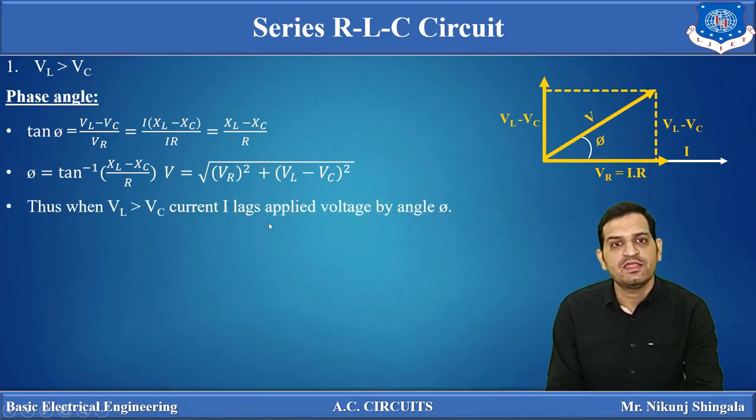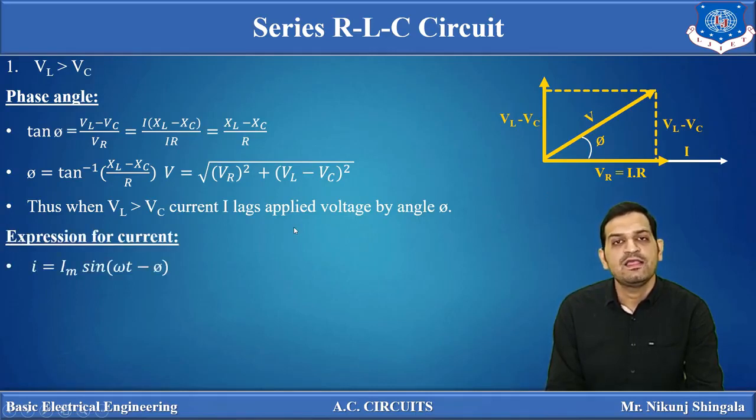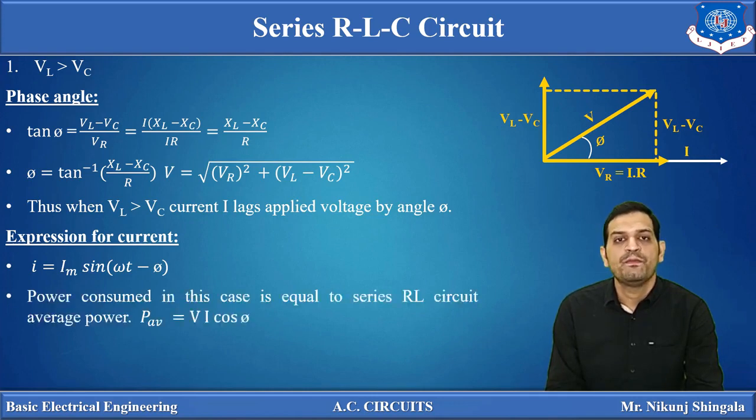So when VL is greater than VC, the resultant current is lagging behind the voltage by some angle phi, because this is an inductive circuit. So the final expression of current becomes I is equal to Im sin omega t minus phi when VL is greater than VC. Now what about the power consumed in this circuit? As this circuit is behaving as a series RL circuit, because VL is greater than VC, the power consumed in this case is equal to the series RL circuit average power. So P average is equal to VI cos phi, and that is the power consumed by the resistive element.